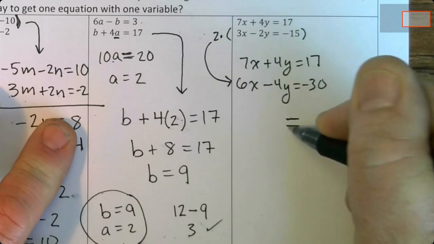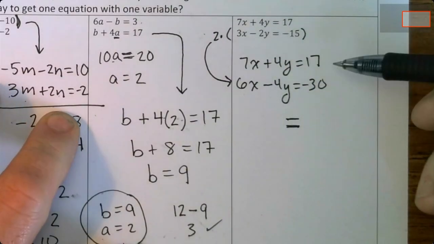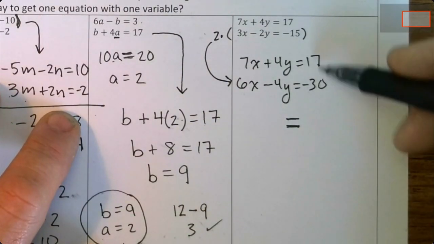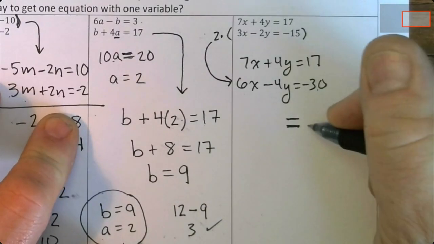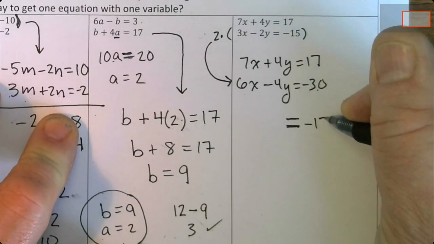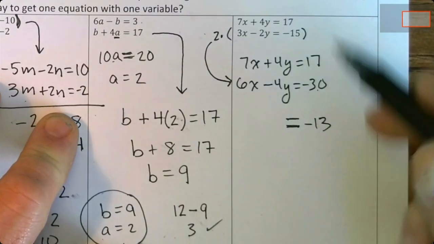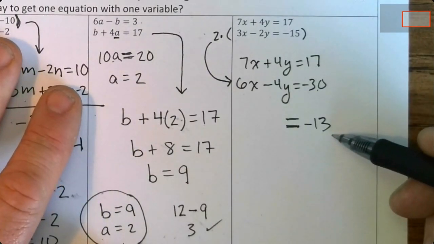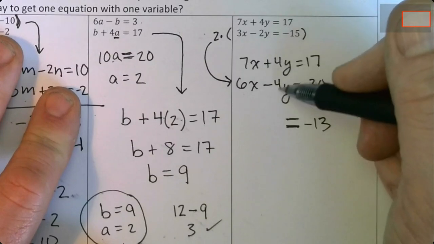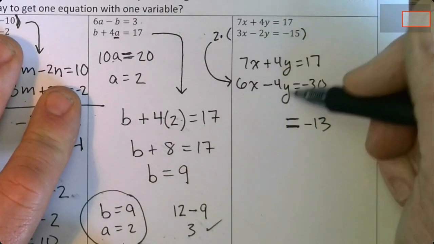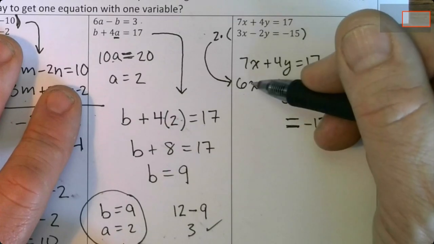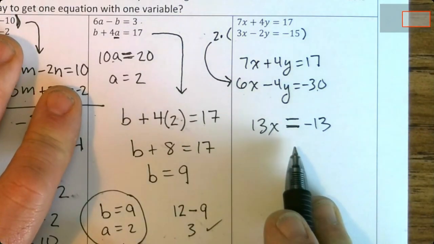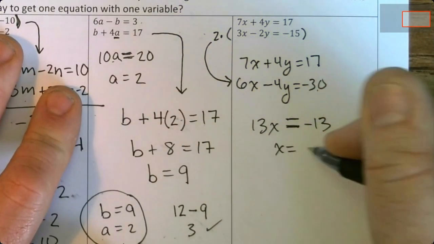When I combine my 17 and negative 30, I get a negative 13. My 4y and my negative 4y combine to form 0, and 7x and 6x is 13x. So if I divide both sides of this by 13, I get that x is the number negative 1.